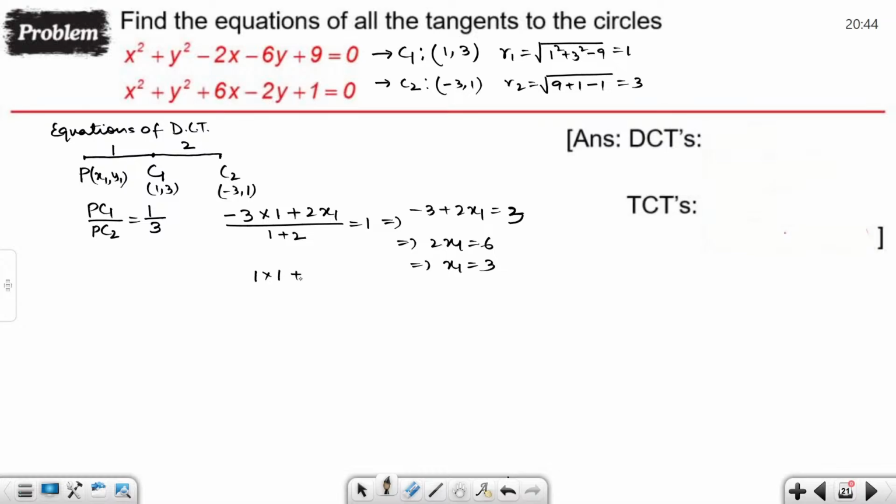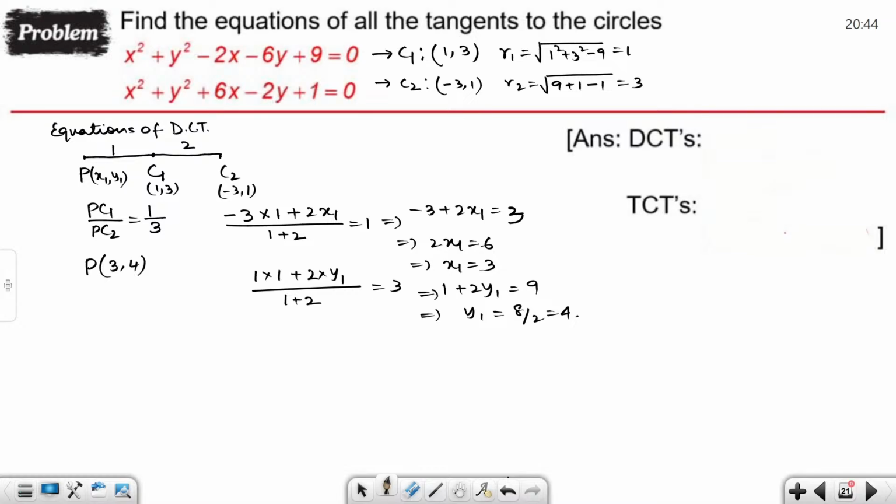1 into 1 plus 2 into y1 divided by 1 plus 2 is your 3. So from there we are getting 1 plus 2y1 equals 9. That implies y1 is 8/2. That gives us 4. Clear? Therefore, the point P is (3, 4).